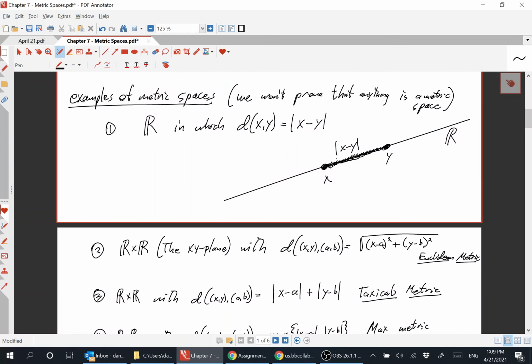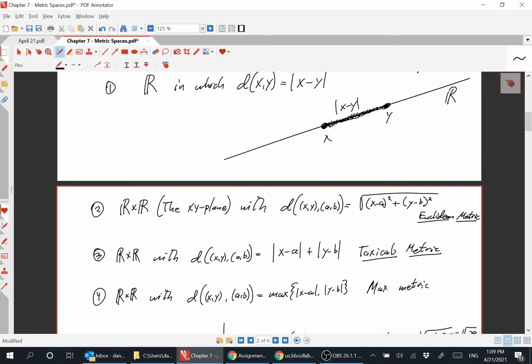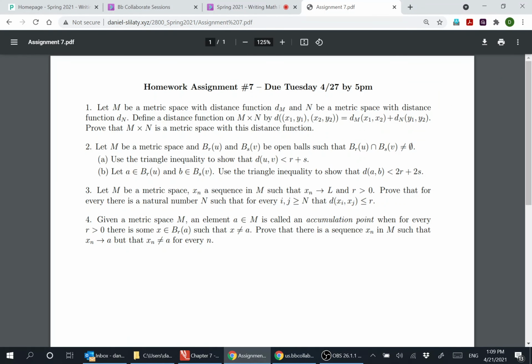All right, so in R, the distance from X to Y is just this ruler metric. Then in R cross R, the taxicab metric, the distance from (X, Y) to (A, B) is the distance from X to A in the real numbers, plus the distance from Y to B in the real numbers. So that's the taxicab metric. It's done the way problem number 1 describes it for general metric spaces. Given two metric spaces, you can take their Cartesian product this way and get another metric space.